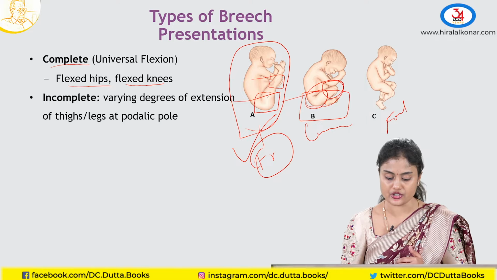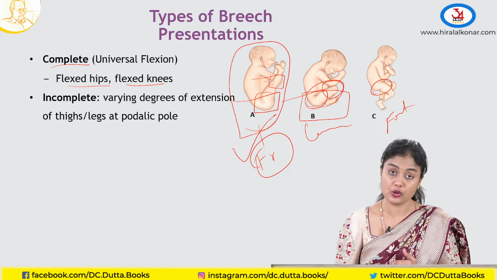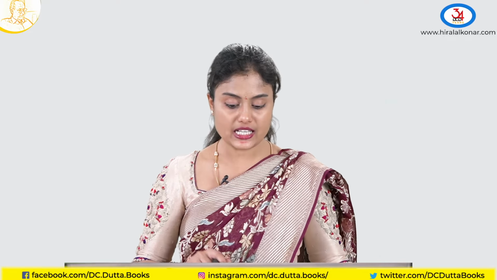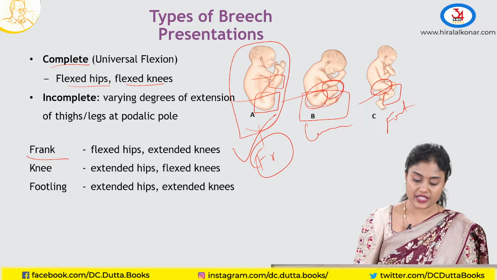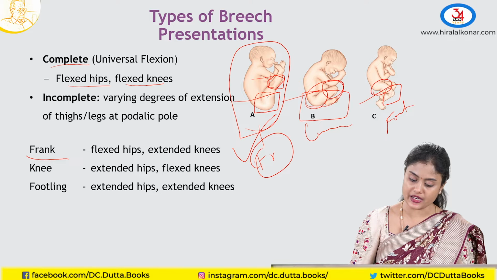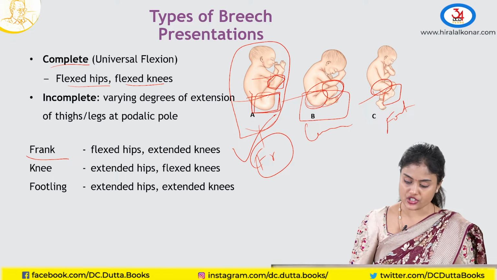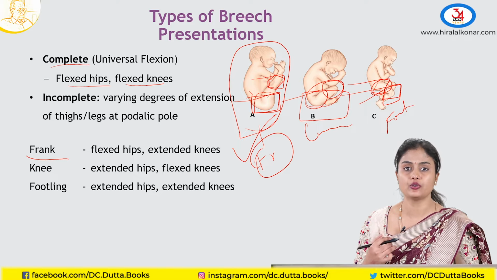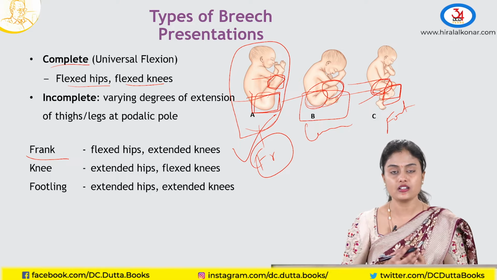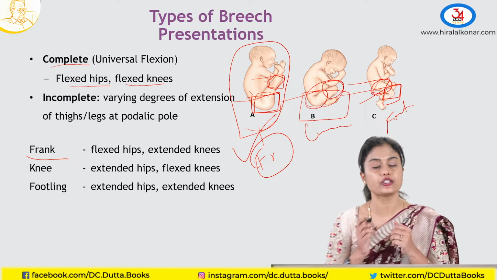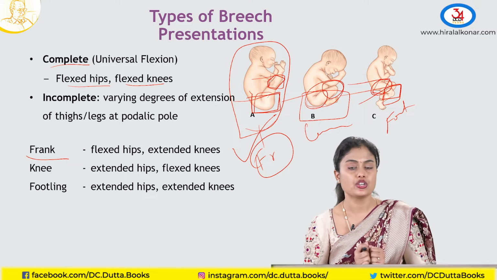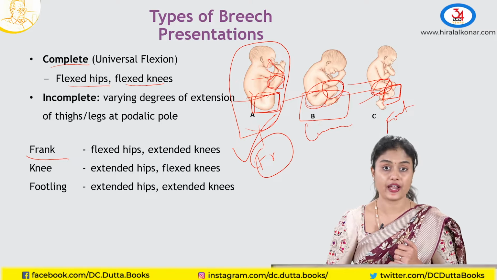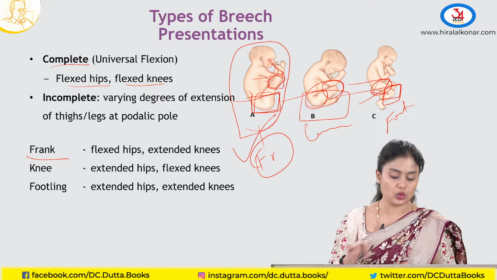It is a footling presentation where it is partially extended at the hip and partially extended at the knee, as you can see in the photo. So, these are the different types of breech. In frank breech, it is extended only at the knee but flexed at the hip joint, whereas in knee presentation, it is partially extended at the hip and partially extended at the knee. If you flex at the knee and at the hip joint, it is a universal flexion, that is complete breech. Whereas if you extend at the knee, the limbs come to your face like this, that is frank breech. Whereas in footling, it is extended at both places.